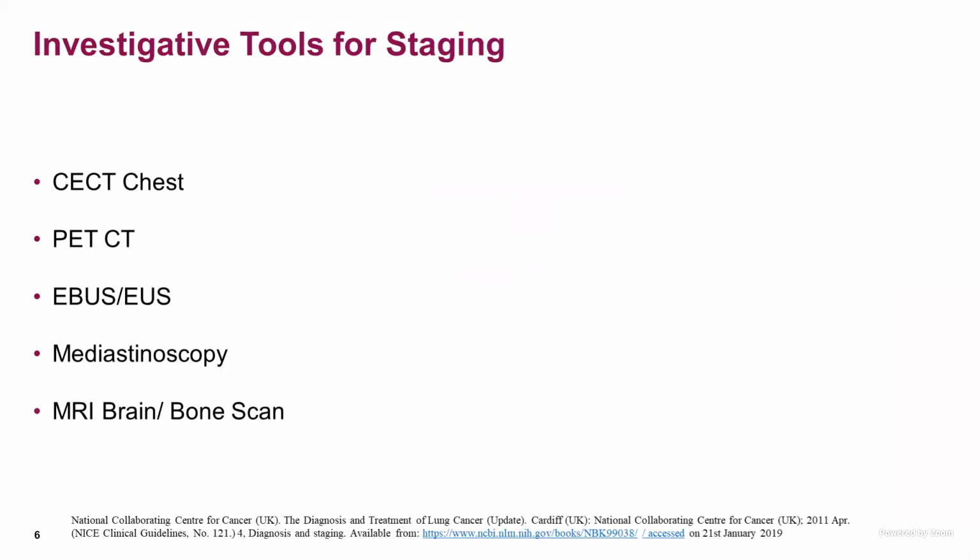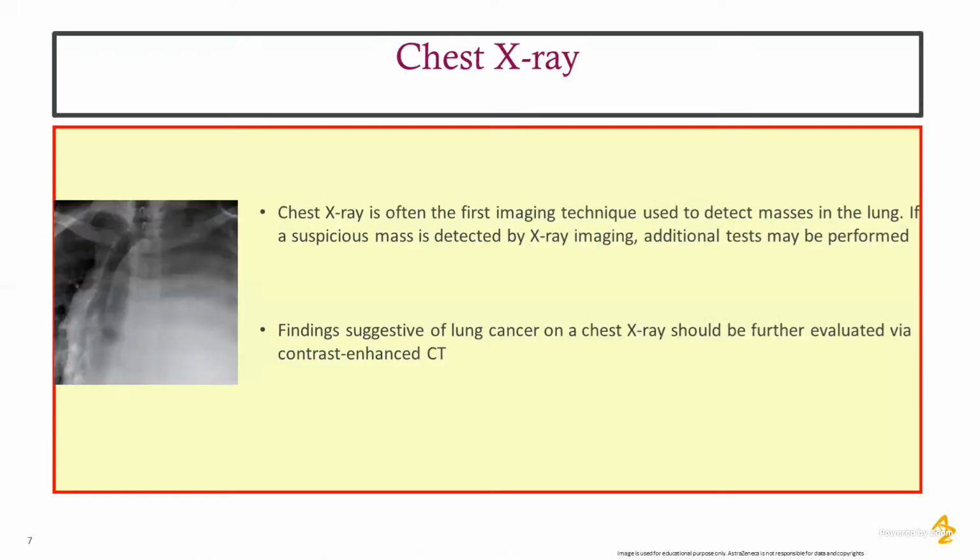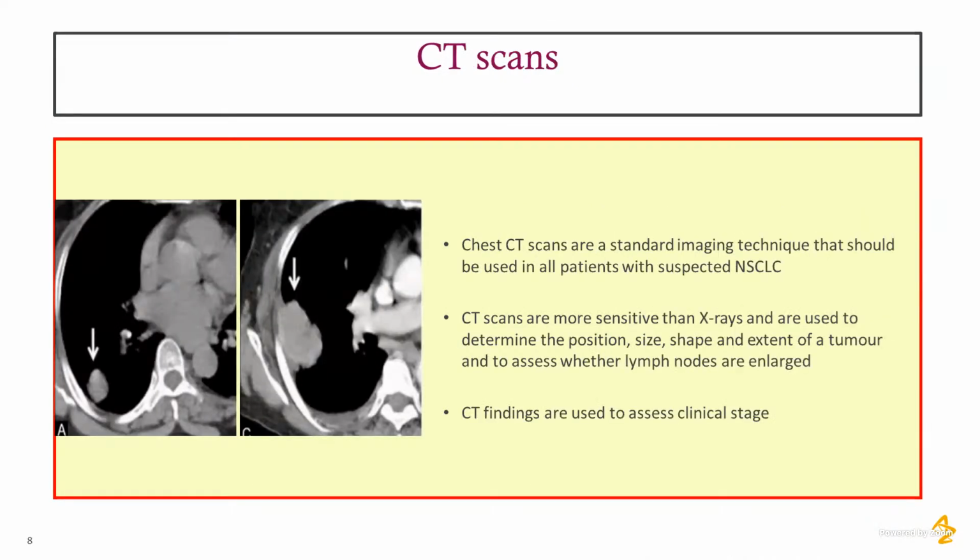Other investigation tools for staging purposes include imaging, which includes the CT chest and PET-CT scan, EBUS, EUS, mediastinoscopy, MRI brain, and bone scan. First thing in imaging, we do a simple chest X-ray. Chest X-ray gives us a simple idea about the mass lesion. It won't tell us anything about the infiltration, size of the lesion, or the nodal status. So when we suspect on chest X-ray that the patient is having a mass lesion in the lung, we will proceed further with the further imaging procedures.